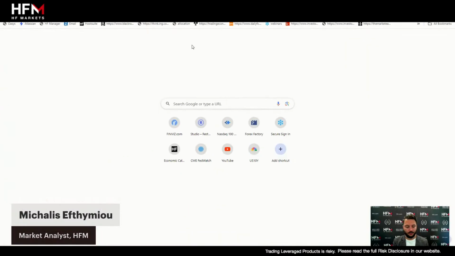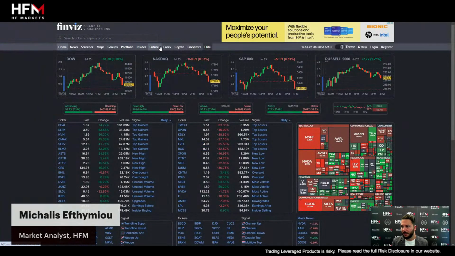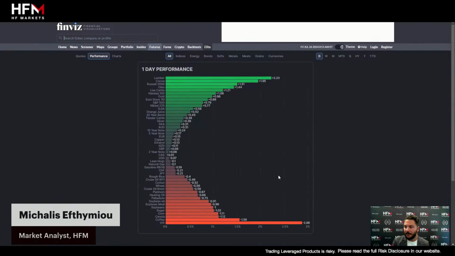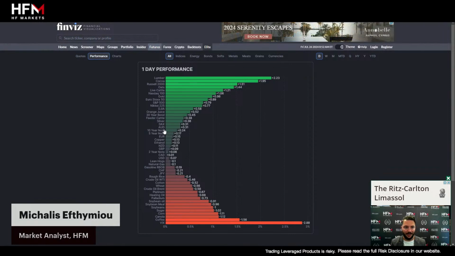Also, what you can do, ladies and gentlemen, if you go to FinViz again, and you go to futures, you go to performance of the day, it shows you the performance of the currencies. So the worst performing currency today, ladies and gentlemen, is the Japanese yen. The best performing currency is the Australian dollar. So if you want to speculate that the US dollar is going to decrease in value, there's benefits of doing that against the best performing currency.